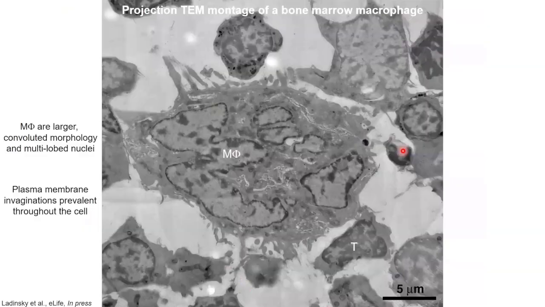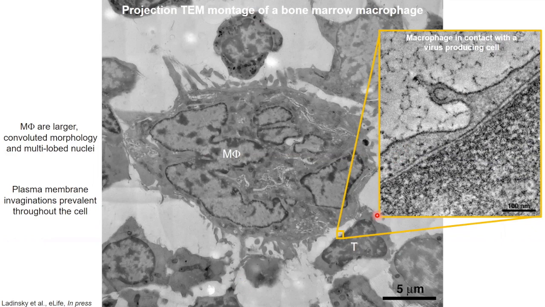Macrophages are larger than T cells, and they have a convoluted morphology and multi-lobed nuclei. So what you can see here is this huge macrophage, and you can see in white all of these invaginations within the macrophage. And then here we have a T cell that's basically a nucleus with just a tiny bit of cytoplasm. You can see that there's a site of contact between these two cells. But if we look at this in a little greater detail, you can see that the cell down there is actually producing an HIV virion.